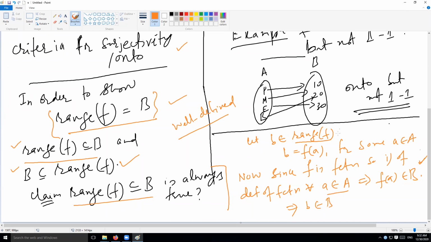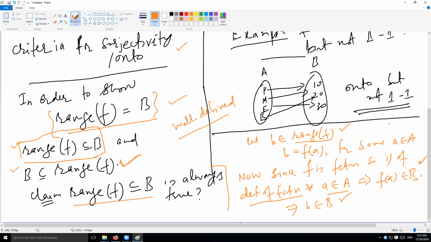So what did you do? You picked an element from the range and proved that it belongs to B. But the crucial thing comes out of the definition of the function: why this b, which is in the range, must also belong to the codomain. This follows from the definition of the function, and hence the range is always a subset of B if f is a function.